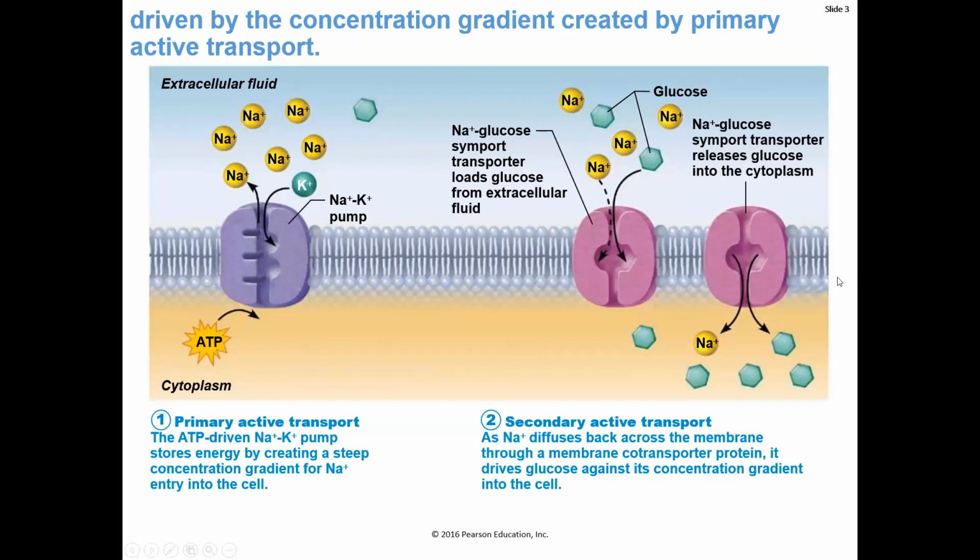Okay, so what we have here on the left is primary active transport, where we're spending the energy to pump sodiums back out.